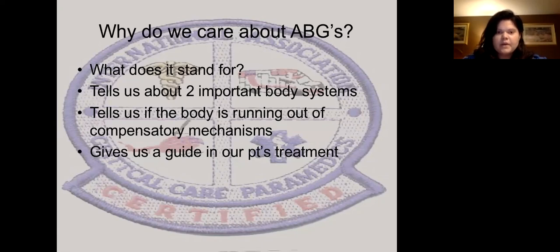So why do we care about ABGs? What does it stand for? What are two important body systems that it has to do with directly? It tells us if the body is running out of compensatory mechanisms, and it gives us a guide in our patient's treatment. So the two important body systems that we're going to be thinking about whenever we think about acid-base imbalance are your respiratory and your renal.